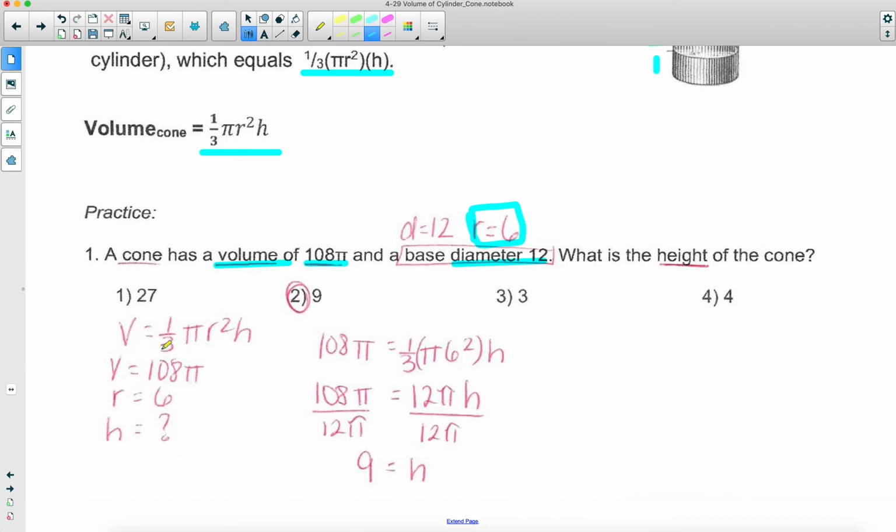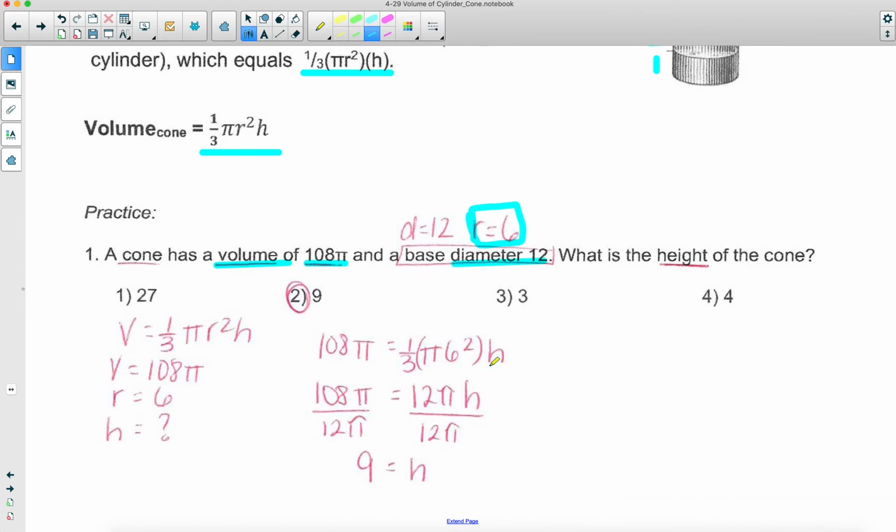So I start with my formula. Volume equals 1/3 pi r squared times the height. My volume is 108 pi. My radius is 6. The height is unknown. Make sure that if you see pi in the answer for your volume, you need to include it when you substitute it in. So our volume is 108 pi equals 1/3 pi 6 squared times the height.